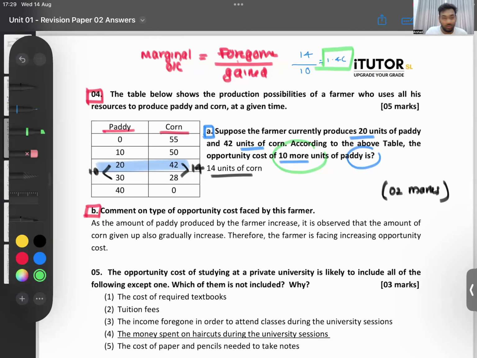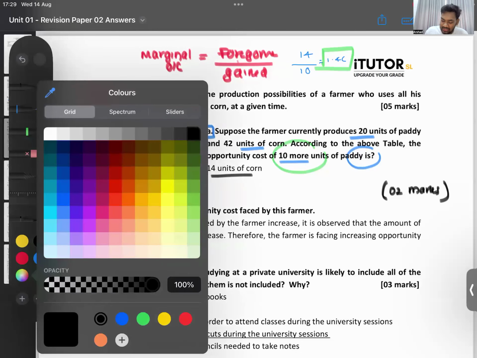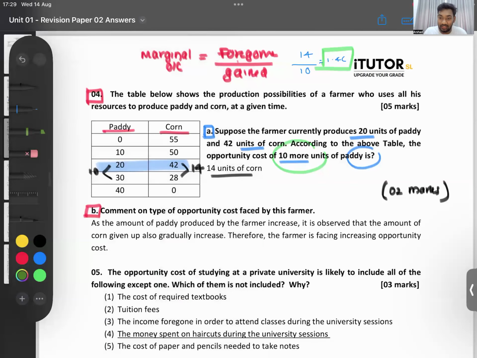Got it? So you don't have to use the equation then. Then part B is saying, comment on the type of opportunity cost. What is the opportunity cost? This we have not learned in detail yet. Answer is 14 units of corn. That's the answer.